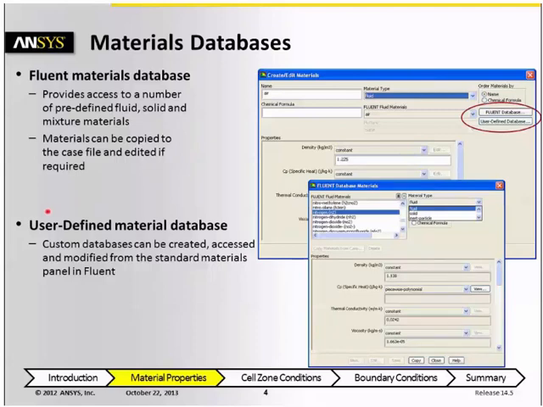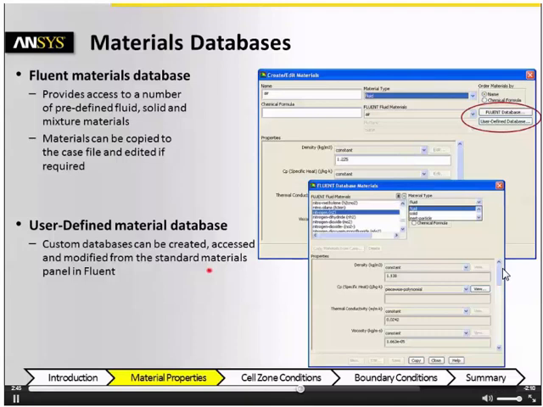The user-defined material database feature allows you to create custom databases of material properties that you can load into Fluent and then access from the standard materials panel in Fluent. This means that if you have a particular case where you put a lot of effort into providing a precise, complicated property definition, then you can save that work in a user-defined database, and the next time that you need to use that fluid, you don't have to enter everything all over again.